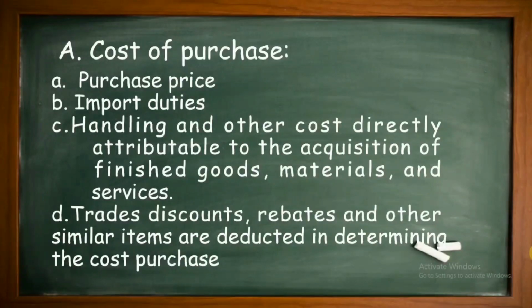Some types of inventory need special handling procedures. You can't just place that inventory anywhere. Like, some inventory needs to be kept at room temperature, and so on. D. Trade discounts, rebates, and other similar items are deducted in determining the cost of purchase.